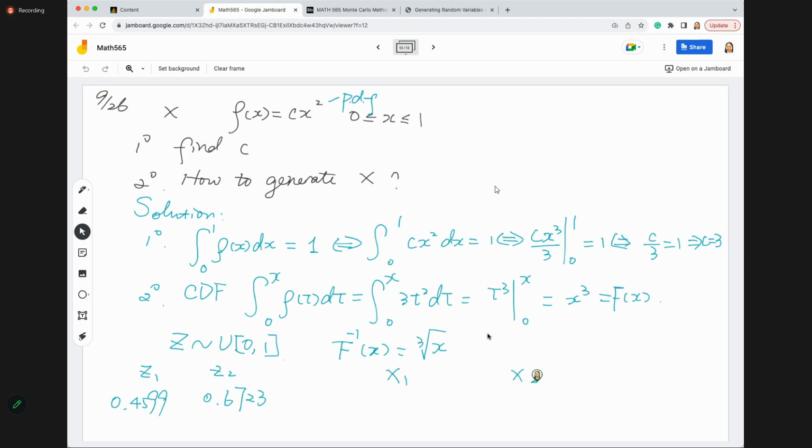Then I ask you to find x1 and x2. Can you try to get that? So of course it will be easy. We just plug Z1 and Z2 inside. So this should be the cubic root of 0.4599, and this is the cubic root of 0.76723. Okay, you should calculate this. This is how to do the inverse distribution transformation. Is that okay? This is not so complicated, right?